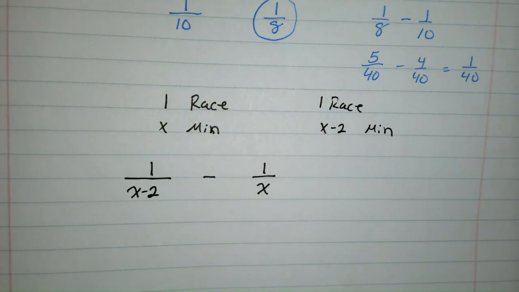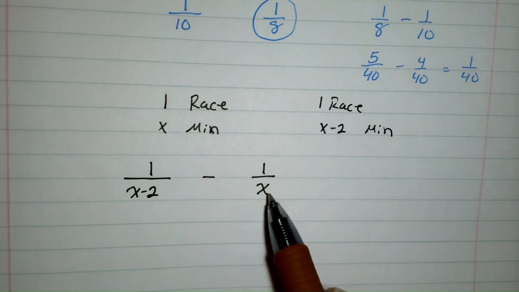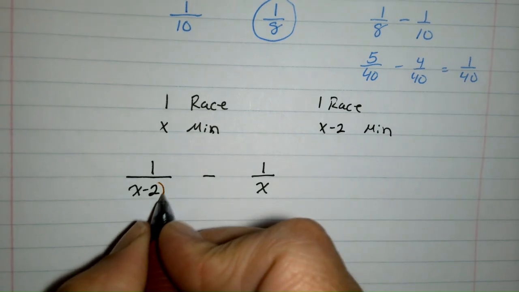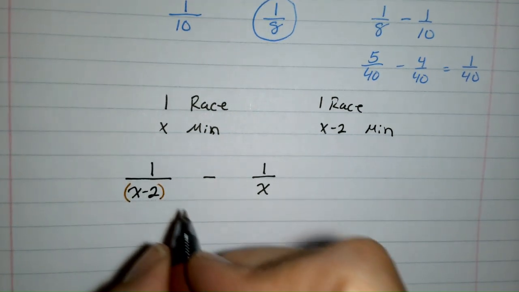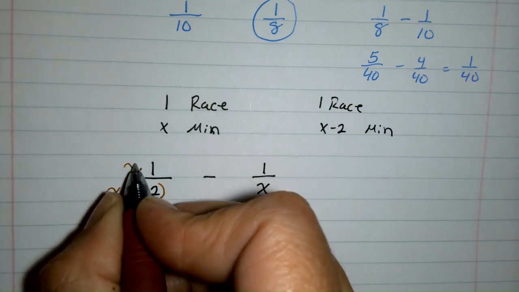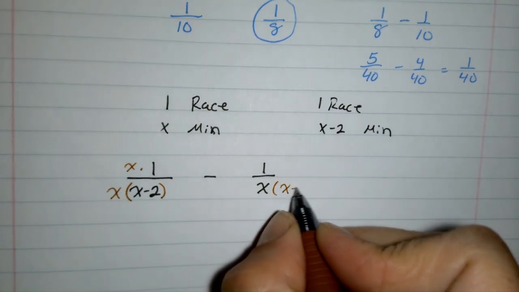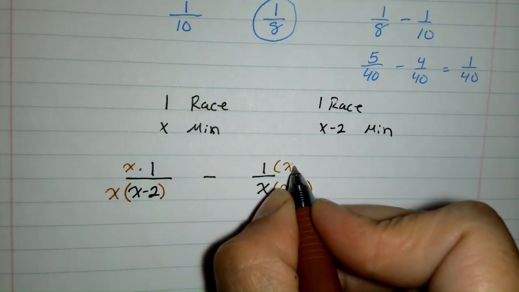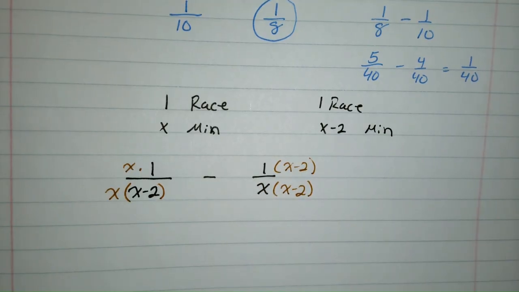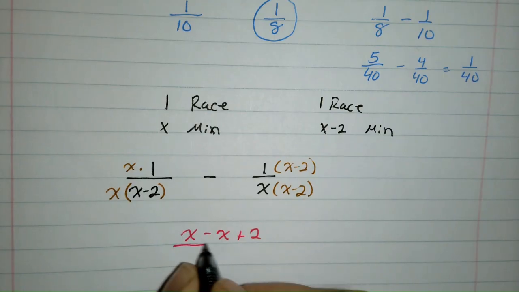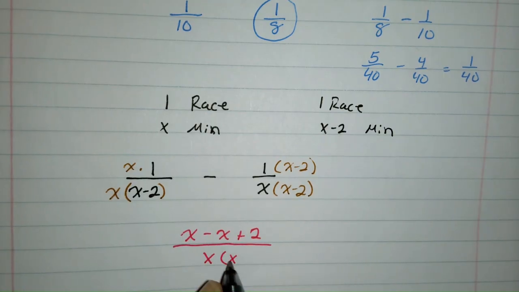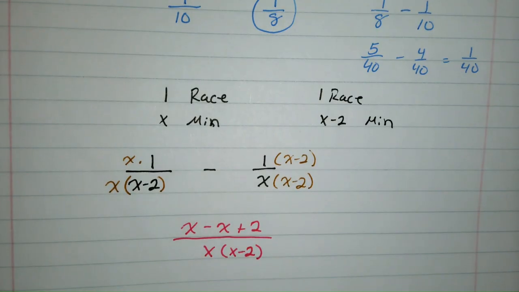Now we see something we can do. You cannot minus 2. You have to multiply by a factor. So this is missing a times x. This is missing a times x minus 2. Now they have the same factor for the denominator. And we'll get the numerator of x minus x plus 2 over our common denominator of x, x minus 2. And I got that because I distributed the -1.